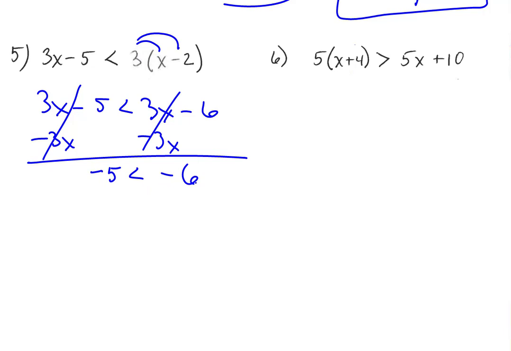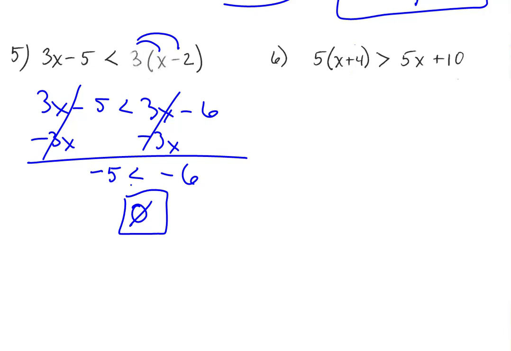And to be clear, this means the alligator is trying to eat the negative 6, indicating that negative 6 should be bigger than negative 5. However, that's not true. Negative 6 is more negative. It's smaller than negative 5. And so in a case where the variables disappear and what we're left with is a false statement, just like we had sometimes with equations, we would have to say that there's actually no solution for this inequality.